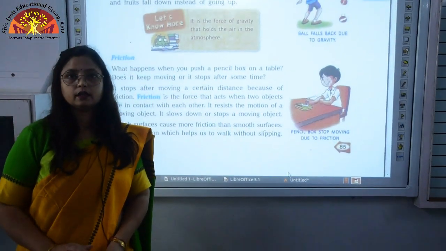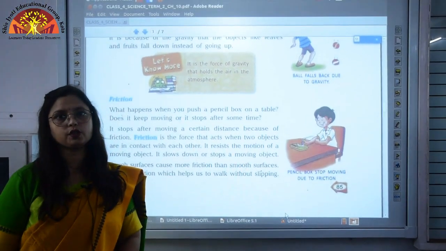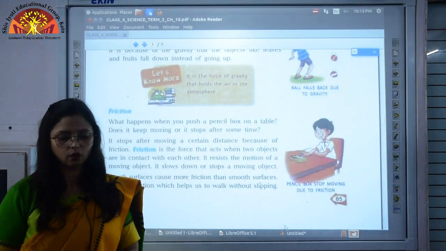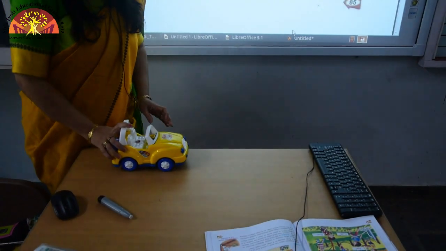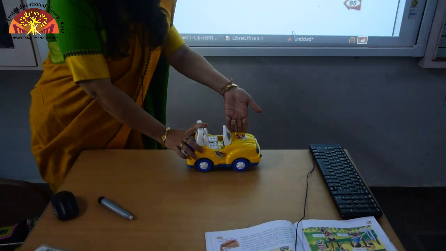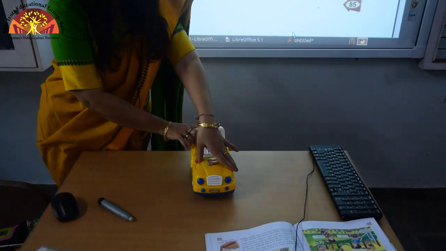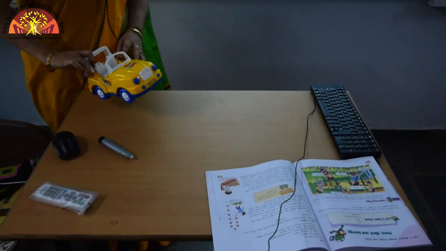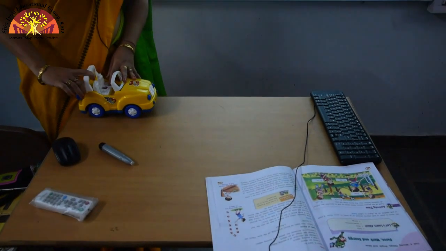Now children, the third use here is that force can change the direction of a moving object. Let us see how. Right now this is moving in this direction, but when I apply force to it from this direction, it will start moving here in this direction. This shows that force can change the direction of a moving object.